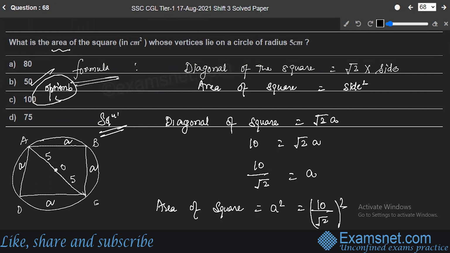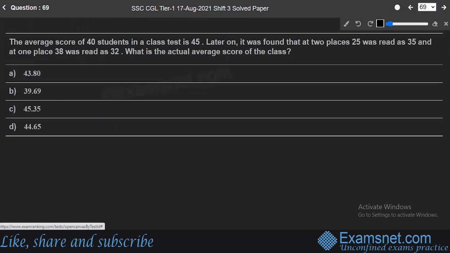Hope you are clear. Next question, number 69. The average score of 40 students in a class is 45. Later on, it was found that at two places, 25 was read as 35, and at one place, 38 was read as 32. What is the actual average of the class?